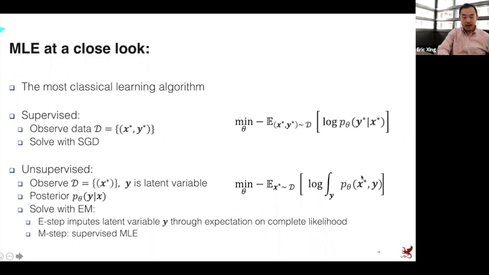People invented heuristics like the EM algorithm, which iterates between two steps. In the E step, you do some kind of imputation of the latent variable Y to make it observed, and therefore you reduce the problem back to a supervised problem. Then in the M step, you just do supervised machine learning. So why does this algorithm make sense? It's heuristically very interesting and intuitive, but mathematically, is there a clear way to understand it?